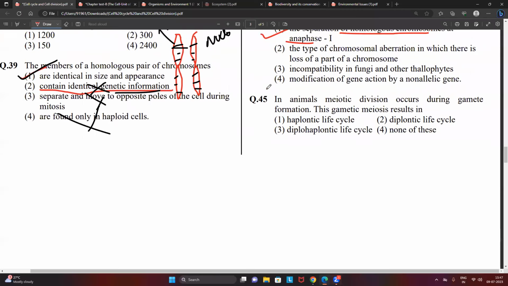Question number 45. In animals, meiotic division occurs during gamete formation. This gametic meiosis results in... Slowly, friends, slowly. Think it through slowly.